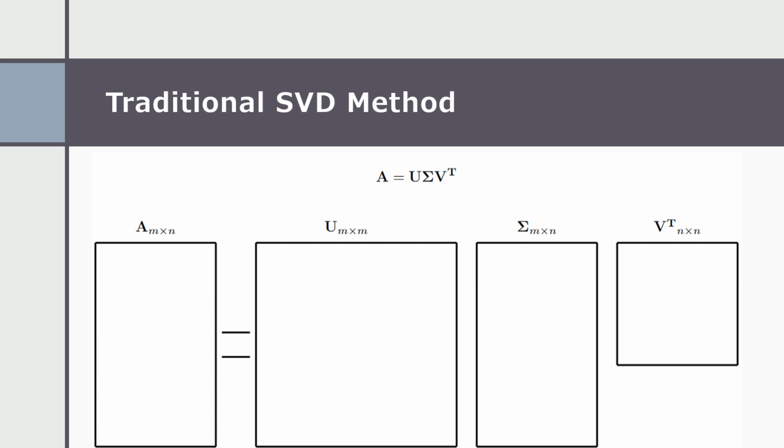U and V are often referred to as left and right vectors. Sigma represents the energy of the pattern in A. This matrix sigma is diagonal, it's positive, it's ordered largest to smallest, and the number of singular values correlates to the rank of matrix A.